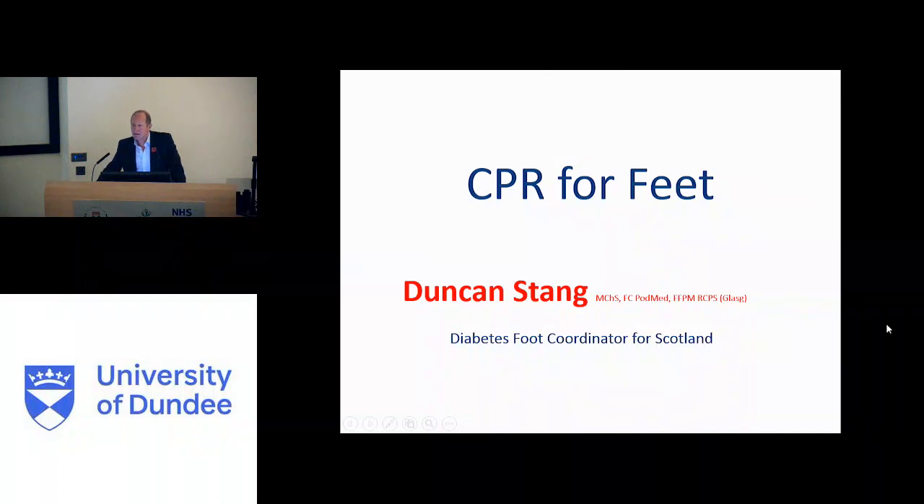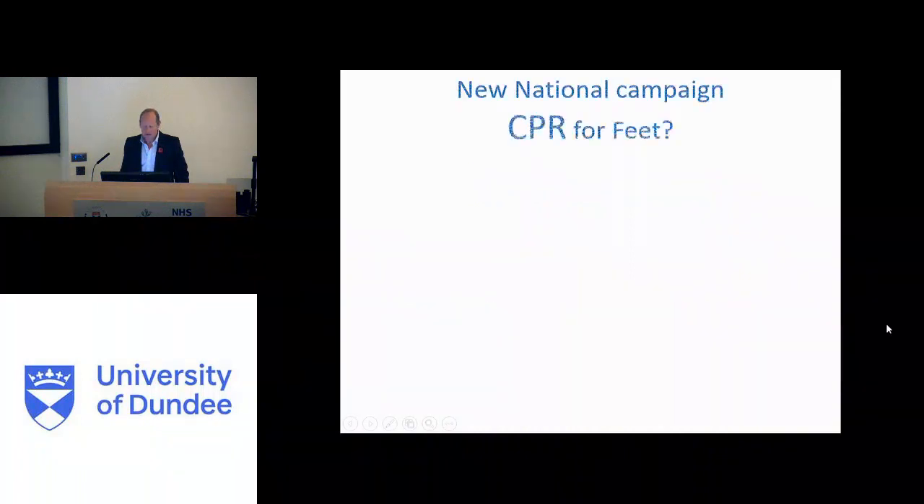Together we set up the Scottish Diabetes Foot Action Group, which I'm the coordinator for and Graham chairs. So we work together on a lot of these national initiatives to roll them out across the country in an advisory sort of way.